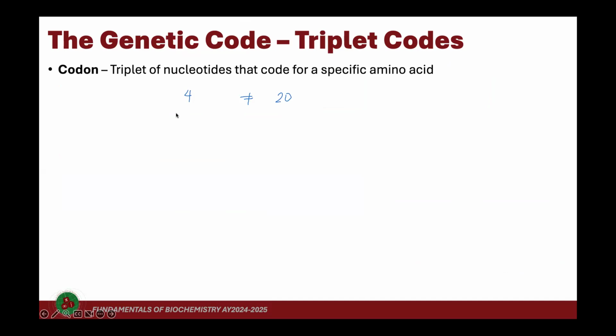a doublet, so it's like you need two nucleotides coding for one amino acid, that means there are 16 possible combinations. That's 4 times 4, right? But this is still not enough for the 20 common amino acids. So finally, they hypothesized that the code is probably a triplet of nucleotides because that would give us 64 codes. That's 4 times 4 times 4. And that is more than the 20 common amino acids that we know.